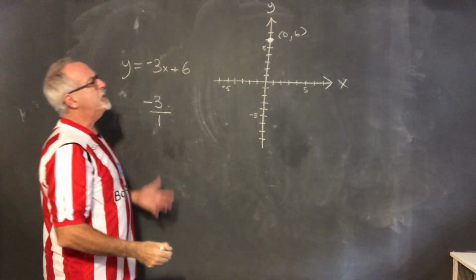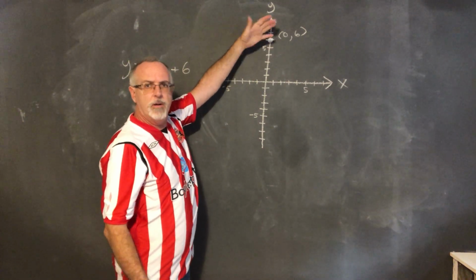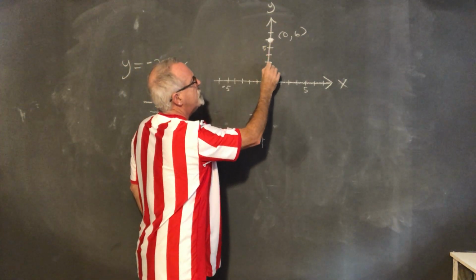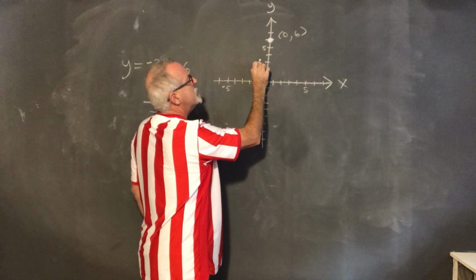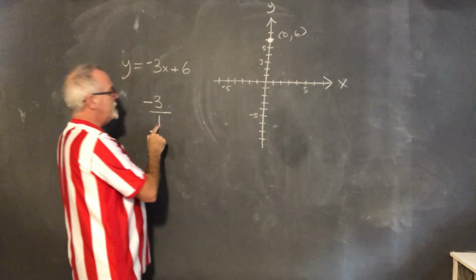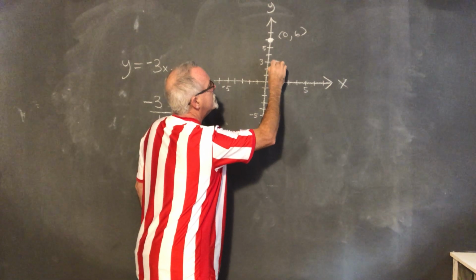Let's use that to find another point. A rise of negative 3 simply means we're not rising by 3, we're going down by 3 instead. So I go down by 1, 2, 3. I'm at the height of y equal to 3. If I labeled that, that's a 3. That's how far I went. And then the run is 1. That's only 1 unit to the right, so that's right over here. And I have a second dot.